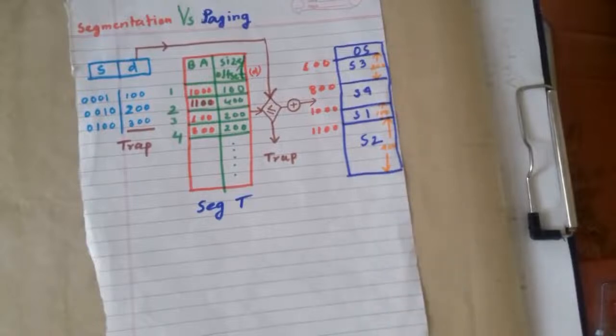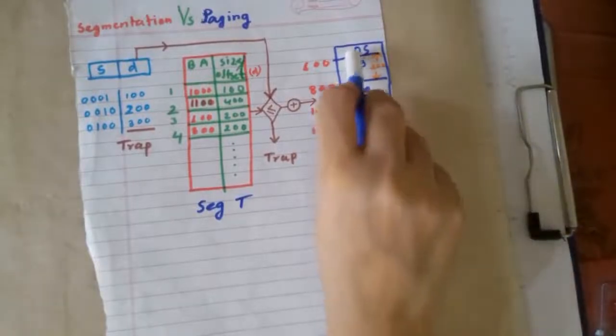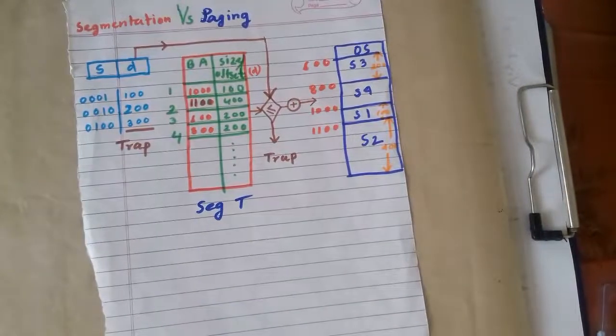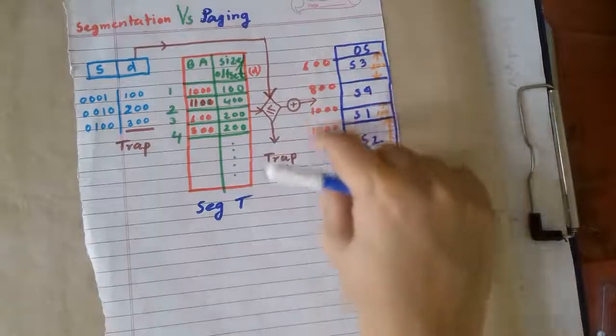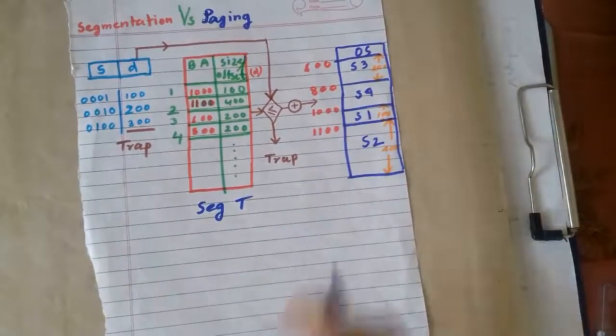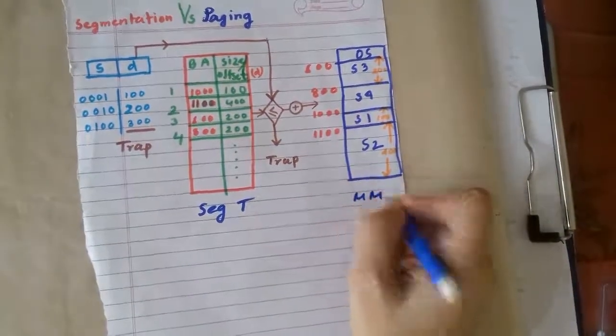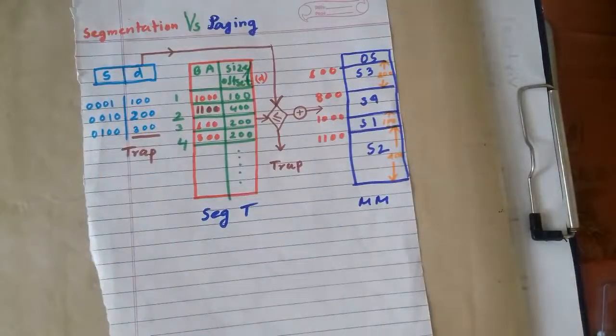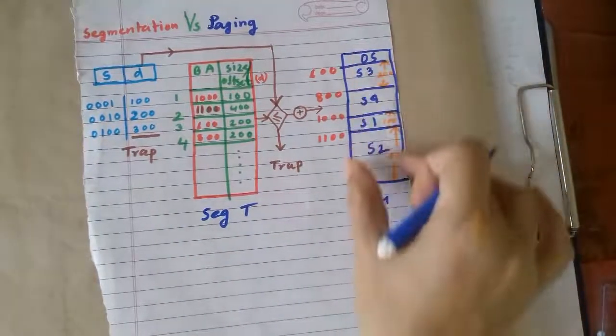What is the advantage of that? We don't need to divide the program blindly. We will just divide according to the functionality of the program. That is the first advantage of segmentation over paging. The second thing is, this is the operating system, this is my main memory. We are not dividing main memory initially, so that problem is not there. It is not taking that time of dividing memory into frames. Memory is initially free.